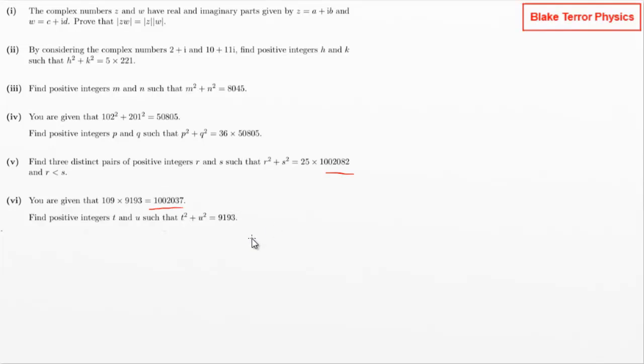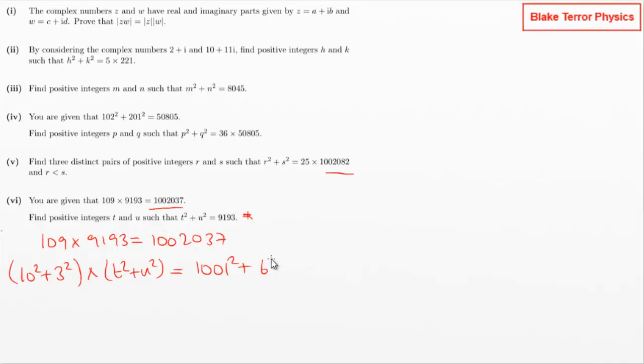Okay, so how am I going to go about doing this then? Well, I'm going to want to split it up much in the way that I've split things up before. So if I've got 109 times 9193 is equal to this. I'm doing all this stuff as the sum of squares. So I've got 10 squared plus 3 squared. So that's going to be one magnitude that I can put in. Then I've got t squared plus u squared, because that's what we're trying to work out, given to us in the question. And that is going to be equal to 1001 squared plus 6 squared.